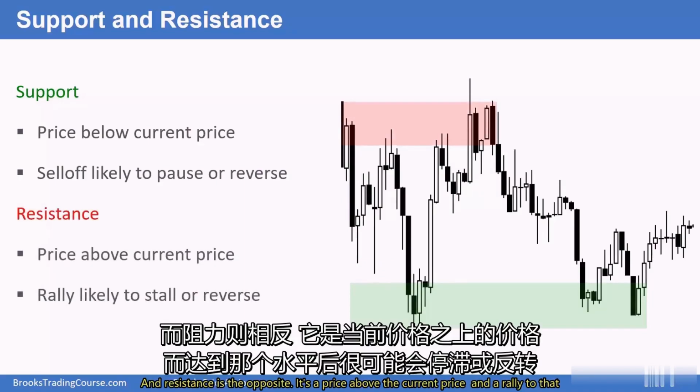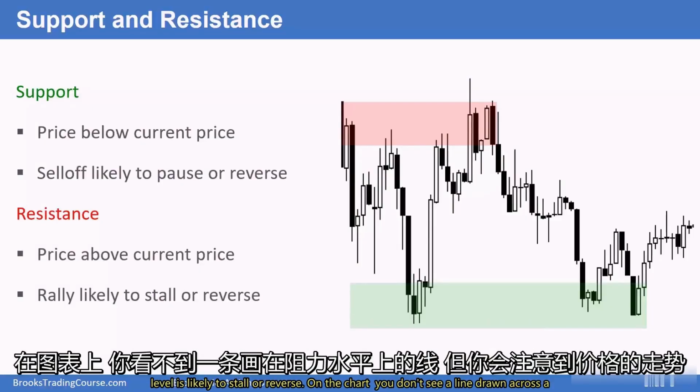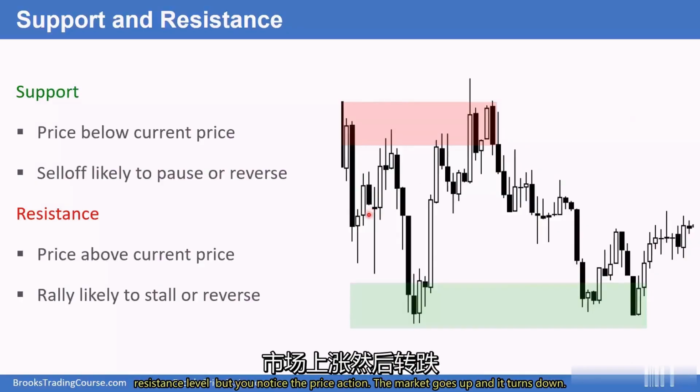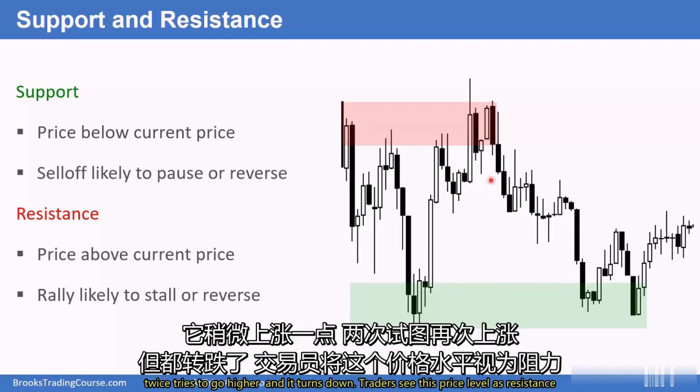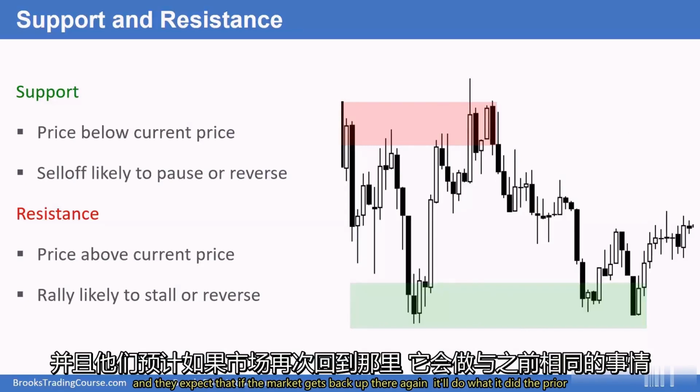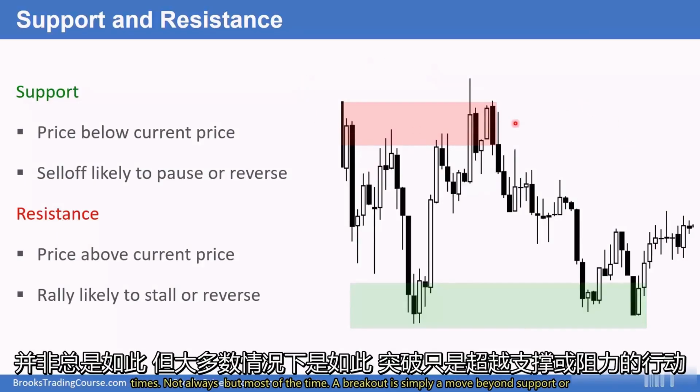And resistance is the opposite. It's a price above the current price, and a rally to that level is likely to stall or reverse. On the chart, you don't see a line drawn across a resistance level, but you notice the price action. The market goes up and it turns down. It goes up to that same general price area, turns down. It goes a little bit higher and twice tries to go higher and it turns down. Traders see this price level as resistance, and they expect that if the market gets back up there again, it'll do what it did the prior times. Not always, but most of the time.